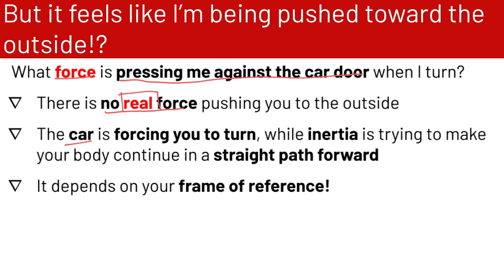The car is forcing you to turn. You're in the car, the car is turning, you're attached to the car in some way, you're buckled in with your seatbelt on, and the car door is pushing against you, while inertia is trying to make your body continue in a straight path forward. So the car is forcing you to turn, and the centripetal force from the car is turning you. That force is pointing into the center of the curve.